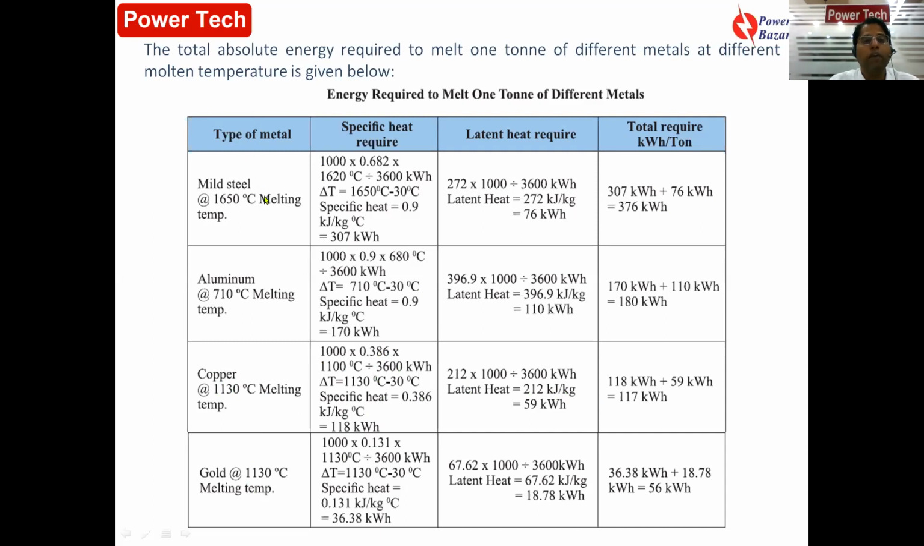That means, whose melting temperature is high here? No doubt, mild steel's melting temperature is high, and the specific heat is also high. Therefore, we require very high energy to melt mild steel, that means 376 kWh, whereas for aluminum it is a little bit lower. For copper it is 117 kWh, and for gold it is the lowest. So you have to remember these kWh values and the melting temperatures.